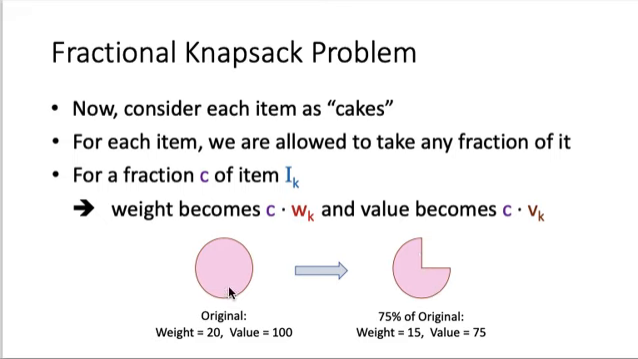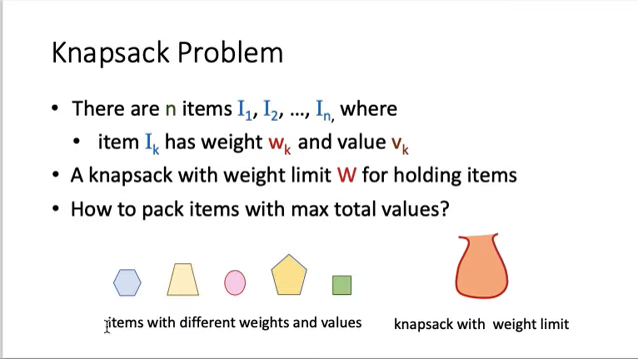Then in that case, when we take the fraction, the weight will be changed proportionally. So 75% of the cake will have weight 15, and 75% of the cake will have value 75% of the original, which is 75 here. So in general, for a fraction c, c is a number between 0 and 1, of this item Ik, the weight will become c times Wk, and the value will become c times Vk. And we are dealing with the same problem as before. Items are put into the knapsack, but this time we are allowed to take fractions of the item.